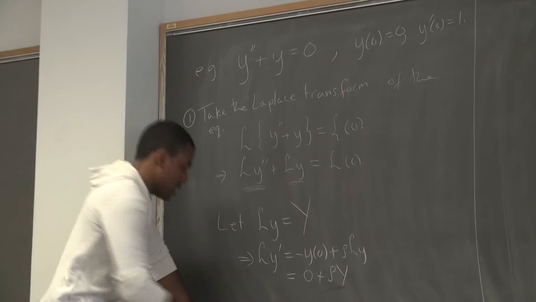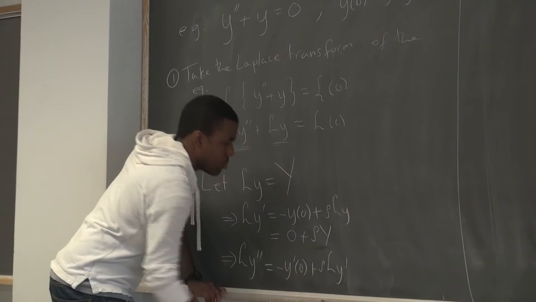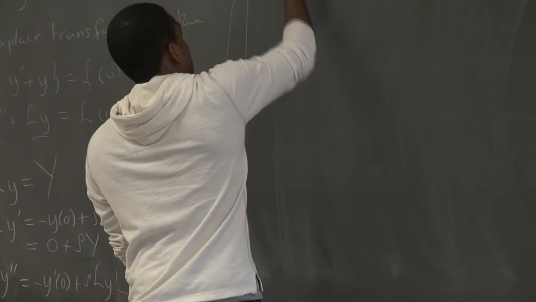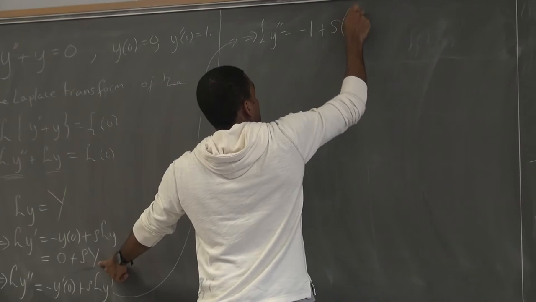The Laplace transform of y double prime is going to be minus y prime of 0 plus s times the Laplace transform of y prime, which is the guy I found in the previous stage. So it's minus y prime of 0, which gives you minus 1, plus s times the previous guy, which is sY. So this is minus 1 plus s squared Y.